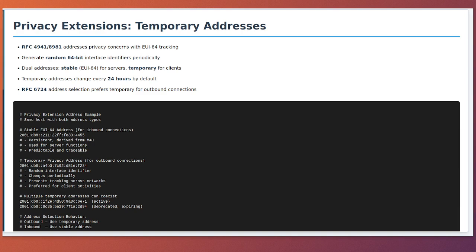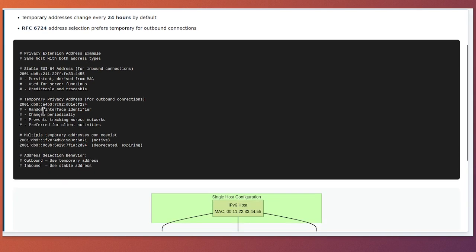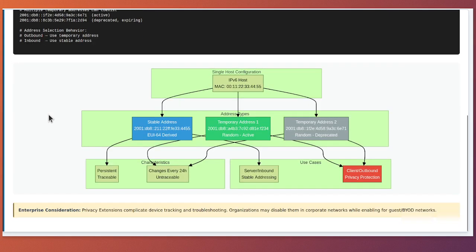The fundamental principle behind privacy extensions is the generation of randomized interface identifiers that change periodically. Instead of deriving the interface identifier from the MAC address, the operating system generates a cryptographically random 64-bit value to use as the interface identifier. This random value is combined with the network prefix from the router advertisement to form a complete IPv6 address, just like with EUI-64, but without any correlation to hardware identifiers.